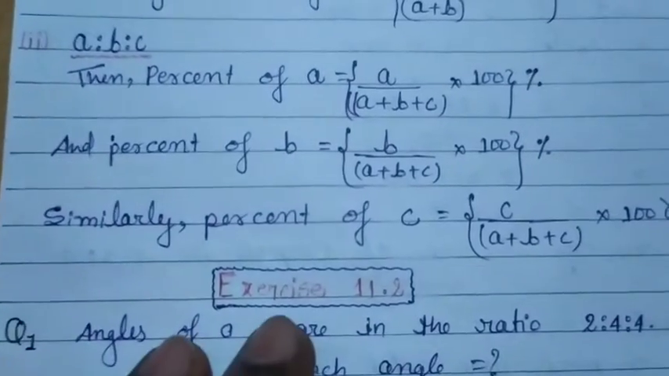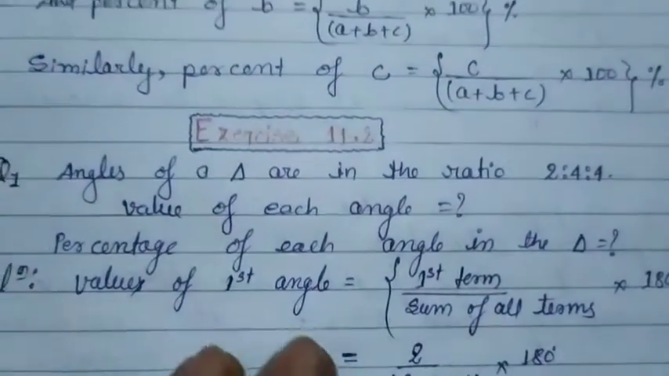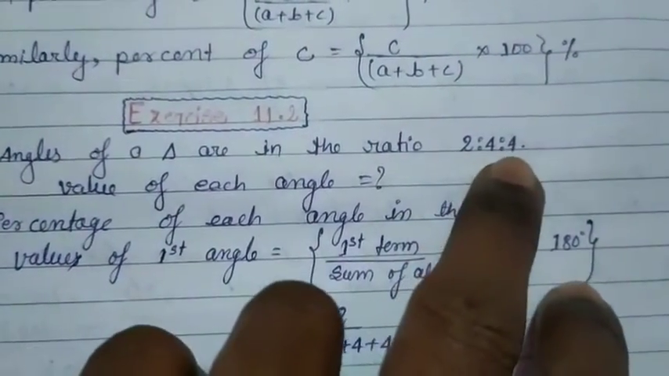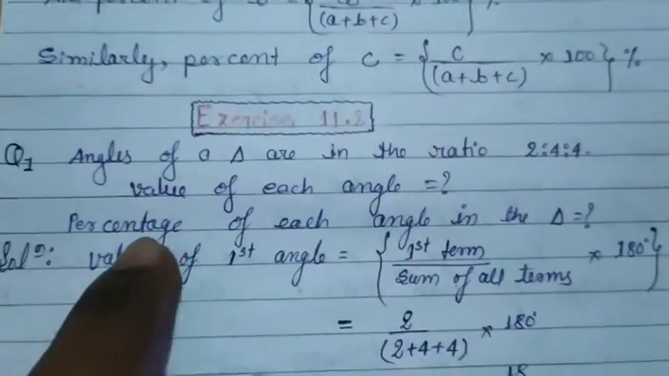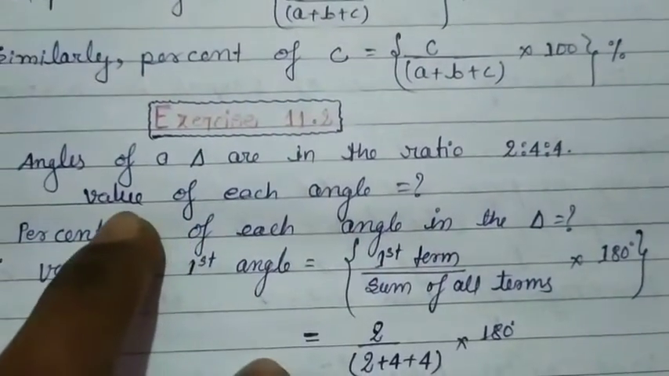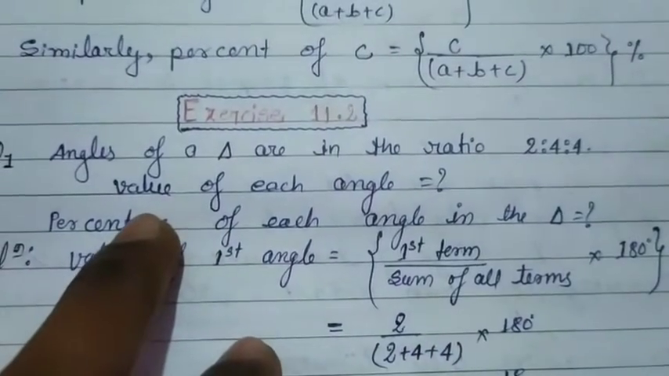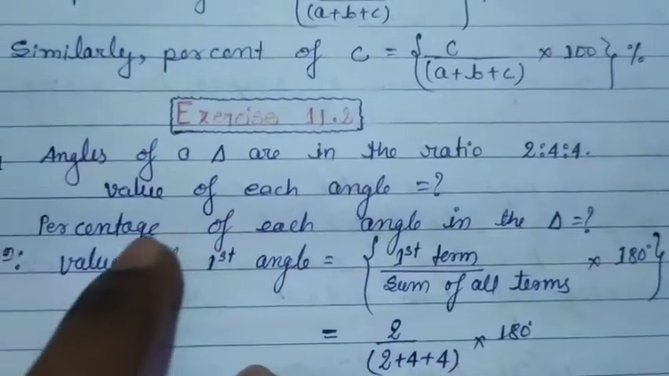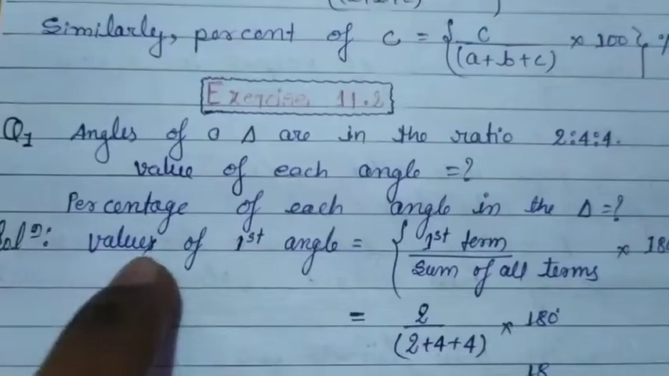So now come to the exercise. The very first question is given like this. Angles of a triangle are in the ratio 2:4:4. We have to find the value of each angle. In the second part, the percentage of each angle in the triangle. The first portion of this question has been done earlier, in the chapter on ratio, comparing quantities, which we did just a few days ago.